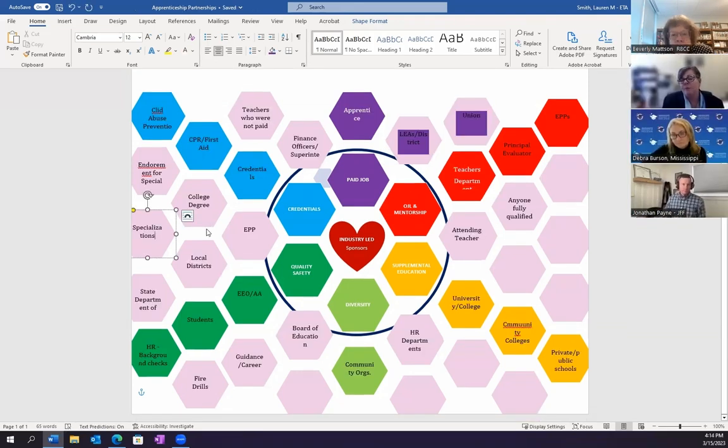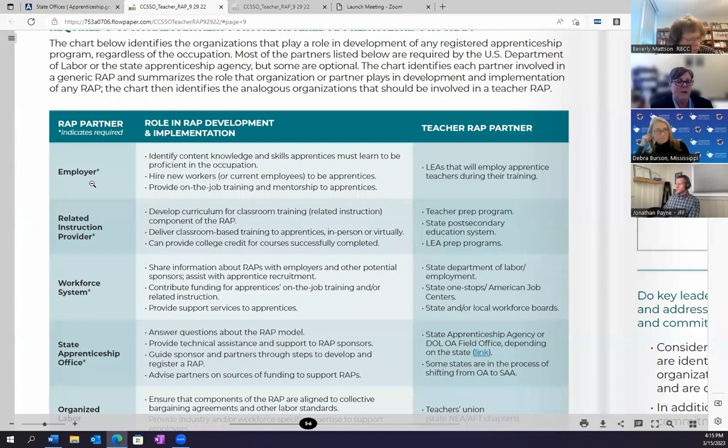Okay, so the reason I started with this particular exercise is you can see clearly that as the sponsor, you really have to engage a number of people, not only to get buy-in, but to figure out what their role and responsibility is going to be for a registered apprenticeship program. You can have what is known as employers. Those are people who buy into or they sign on to a registered apprenticeship program.